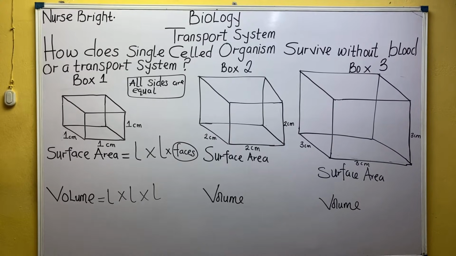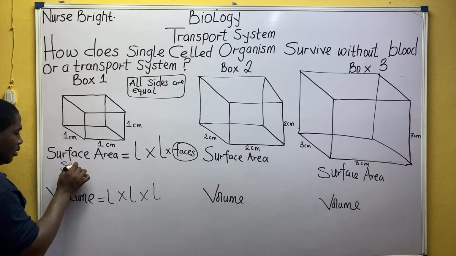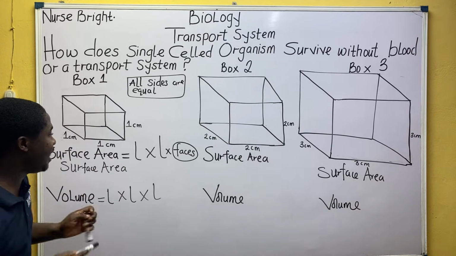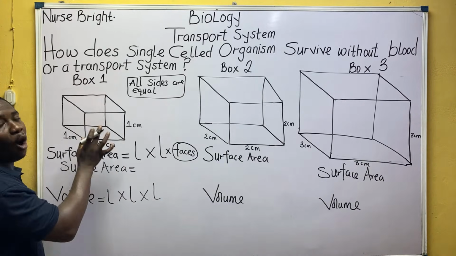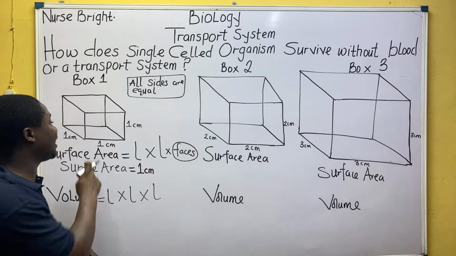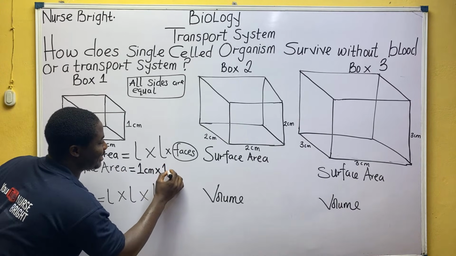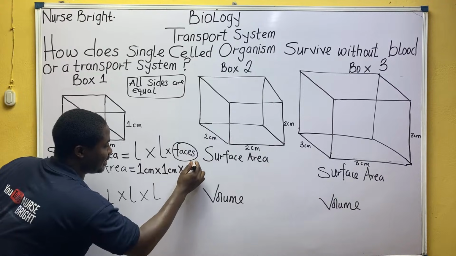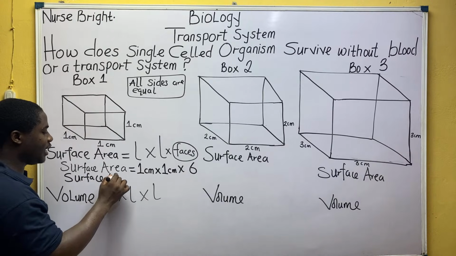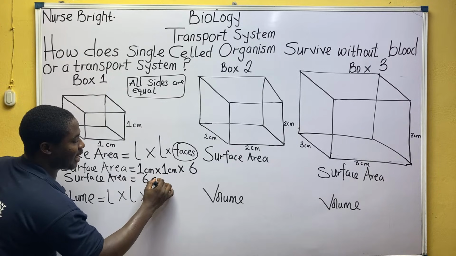So based on this, let us calculate together the surface area of this box 1, or cell 1. The surface area is length times length, and you are not picking 3 of them, just pick only length times length: 1 centimeter times 1 centimeter times how many faces? 6 faces in this box. So surface area will be 1 times 1 times 6, that's 6. Centimeter becomes centimeter squared.